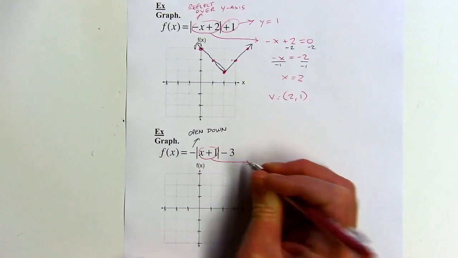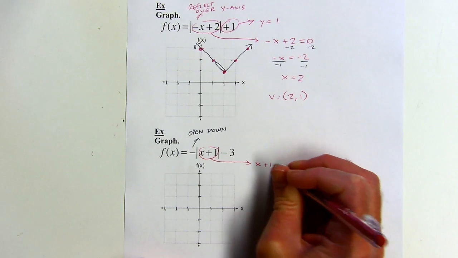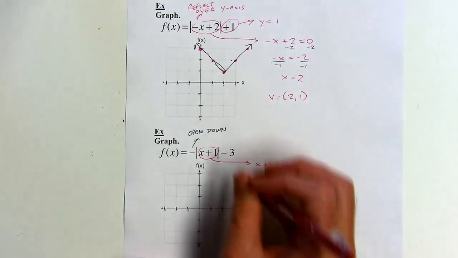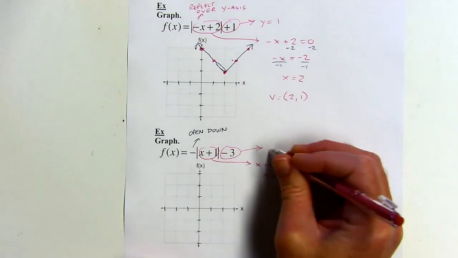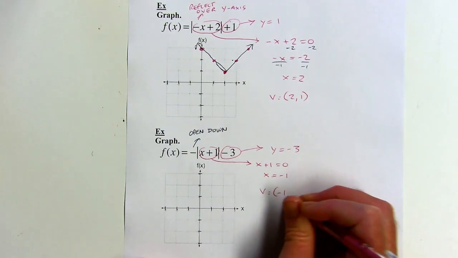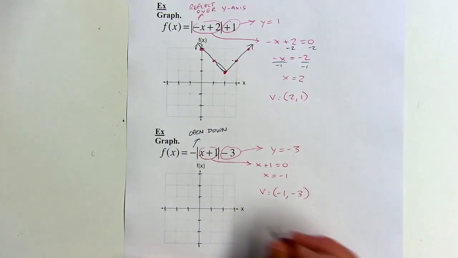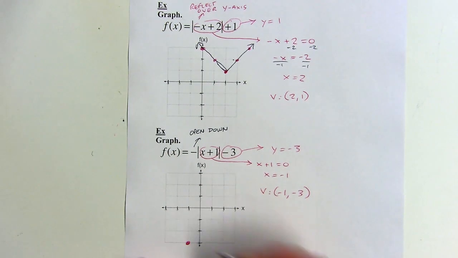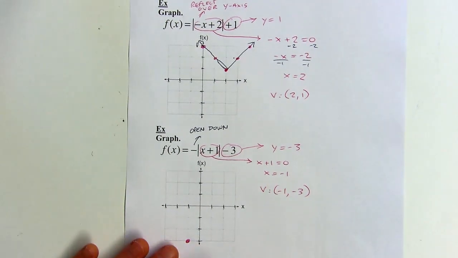I'm still going to find the vertex in the same way I did on the last problem. So I'm going to take this and set it equal to 0, and then all I have to do is subtract 1 from both sides. And then my y is going to be negative 3, so my vertex is negative 1, negative 3. I'm plotting that. That's not going to move. That's not going to get reflected.